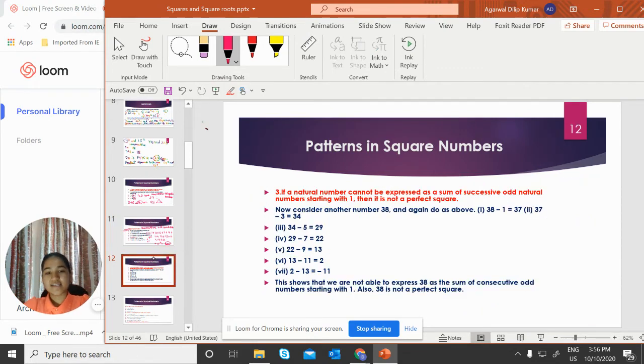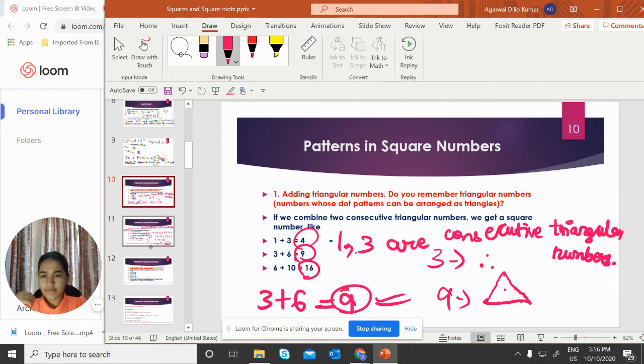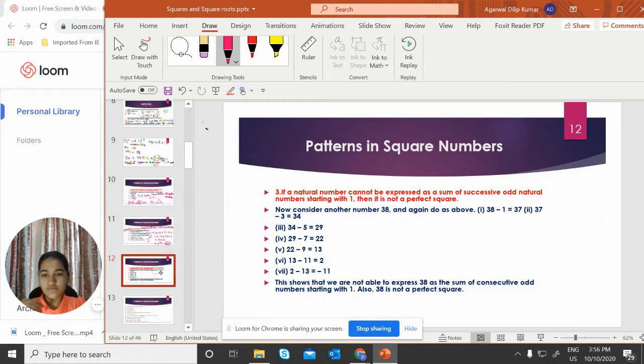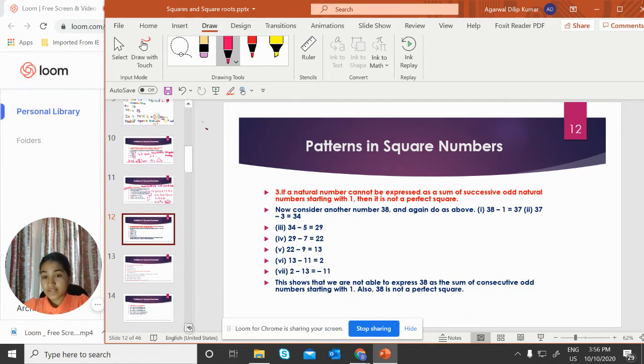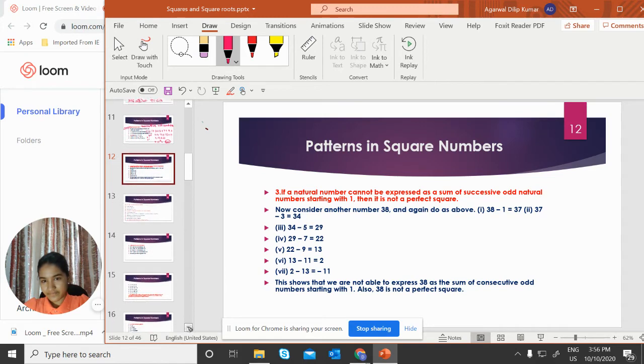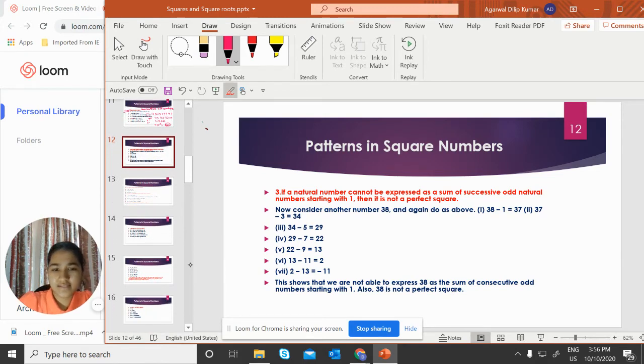Okay, next, the third pattern. I hope you have understood the first and the second pattern. Let's move on to the third pattern. Patterns are really very interesting. It states that if a natural number cannot be expressed as the sum of successive odd numbers starting with 1, then it is not a perfect square.